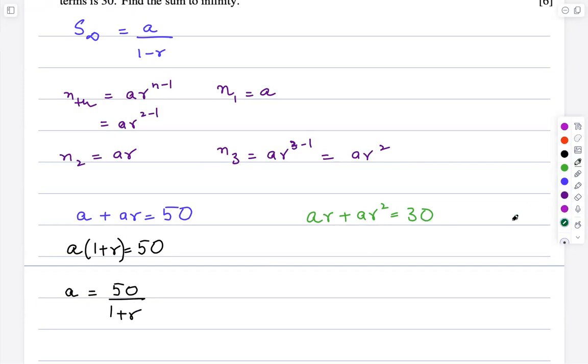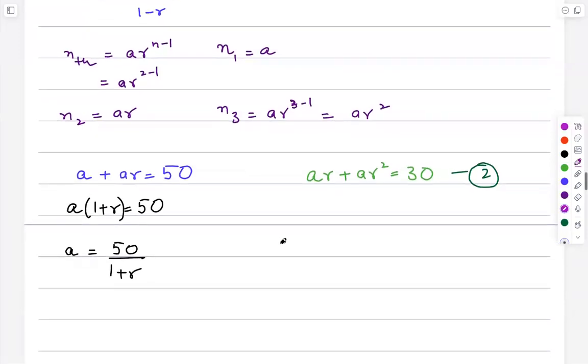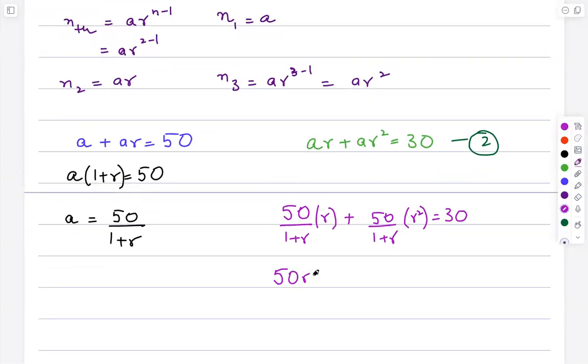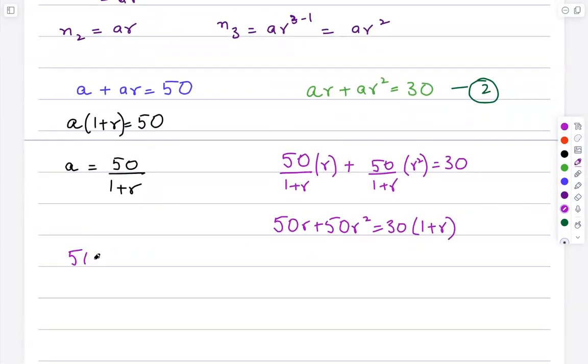Now substituting this value into the second equation, in place of a we'll substitute 50 upon 1 plus r. So this will become 50 upon 1 plus r multiplied by r plus 50 upon 1 plus r multiplied by r squared equals 30. Now, as 1 plus r is a common denominator, we can cross multiply it with 30. So we'll get 50r plus 50r squared equals 30 into 1 plus r. Expanding and simplifying, we'll get 50r plus 50r squared equals 30 plus 30r.